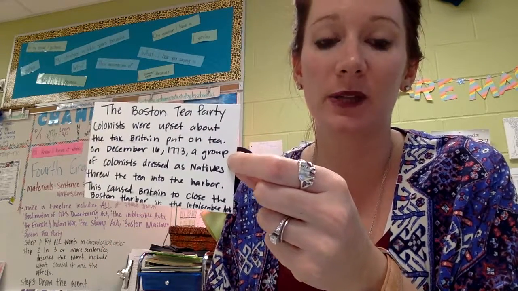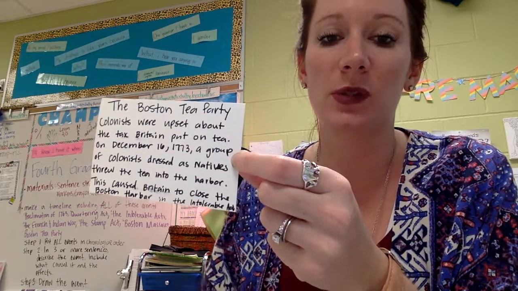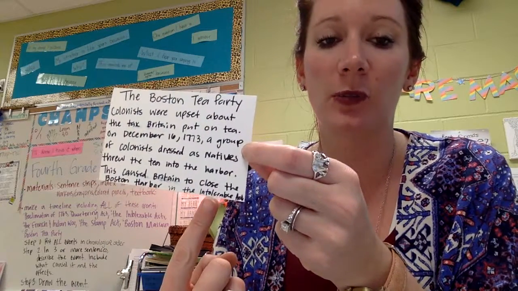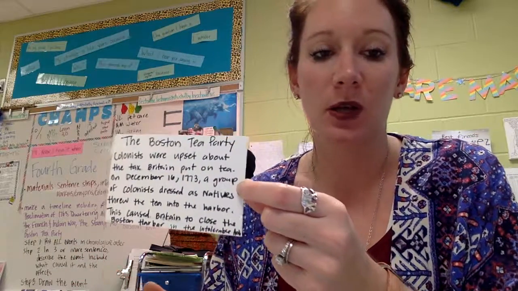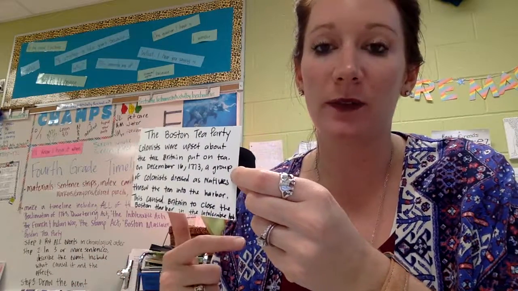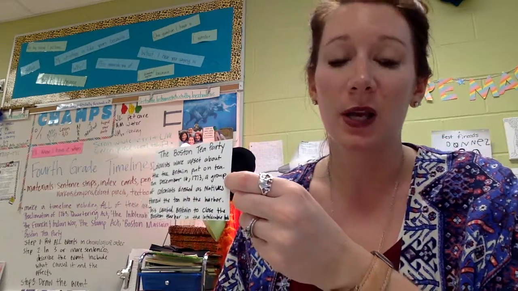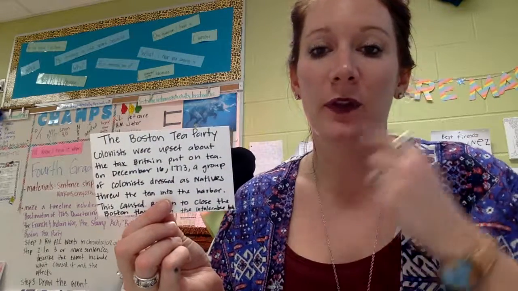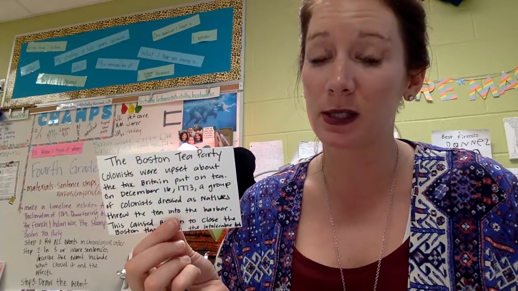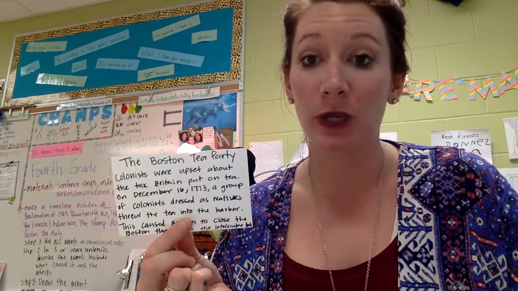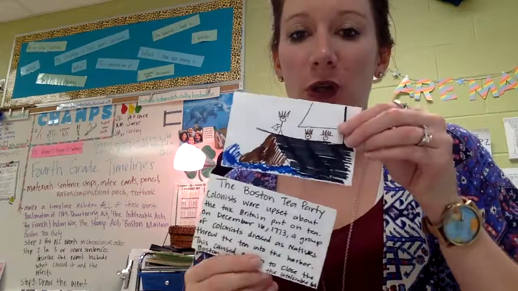I also could have said Britain decided to close the Boston harbor in the Intolerable Acts as a result or as an effect. So you can use those keywords, cause and effect, or things like as a result or because of, some of those keywords for cause and effect text structures. But you need to have the cause, the effect, and the description of the event. Can you have more than 3 sentences? Absolutely. But do you need to have at least 3? Yes. And then also draw what happened.